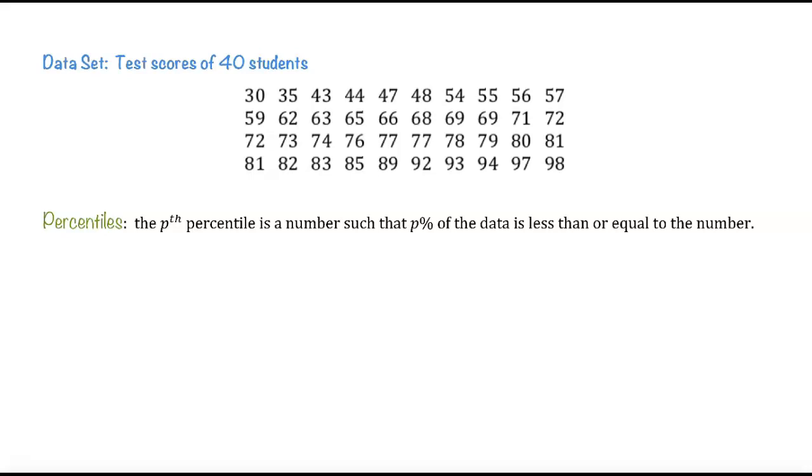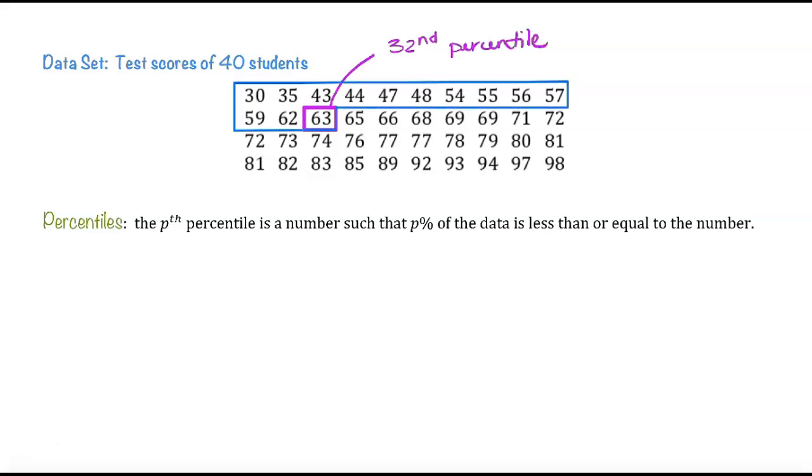Consider the data value 63. We can actually say that 63 is the 32nd percentile. That's because 32% of all of the data values are less than or equal to 63, and 68% of all of the data values are greater than or equal to a score of 63. So whichever student scored a 63 on their test, they may have gotten a 63% on their exam, but compared to the rest of their classmates, they scored in the 32nd percentile. 32% of the class scored less than or equal to their score on the exam.